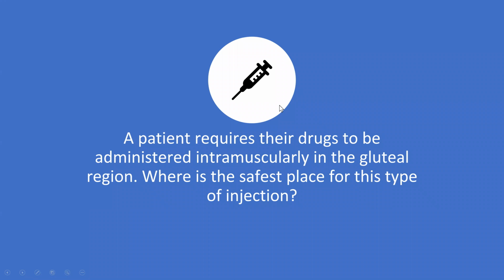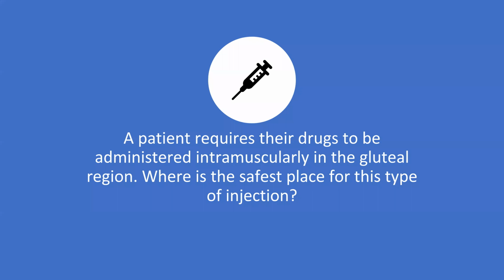So next one. A patient requires their drugs to be administered intramuscularly in the gluteal region. What is the safest place for this type of injection? You want to be thinking about where your major nerve is in that area. So the sciatic nerve, where that passes through in relation to your gluteal region. You can't do it too low down, because that's where the sciatic nerve comes out.